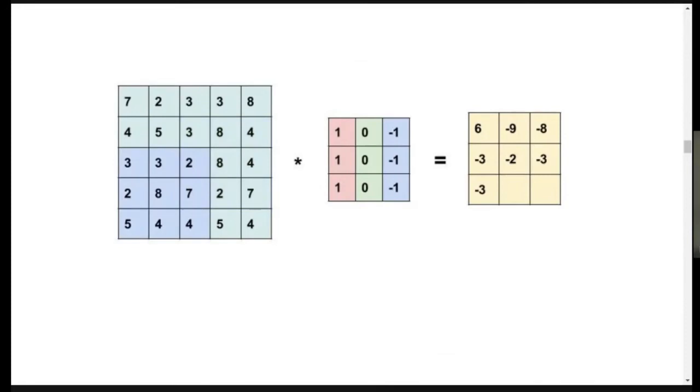Just as in our normal linear layers, the weights and the bias used to be our parameters. In this case, these 9 values within the kernel are the learnable parameters. So we're going to tell the neural network: learn whatever feature you want to learn.